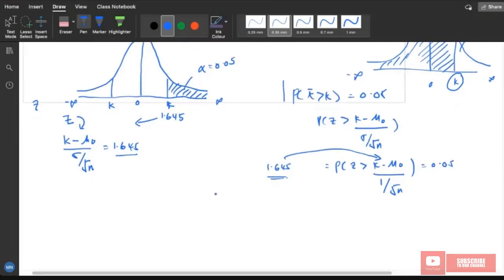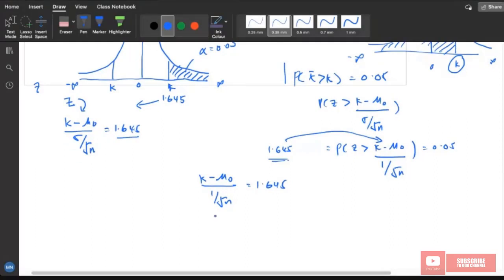So now, if we remove the probability sign, we get k minus mu naught divided by 1 over square root of n equal to 1.645. Leaving k on one side, k should be equal to mu naught plus 1.645 divided by square root of n. So this is the value of k. This is our formula for the critical region k. That's all.